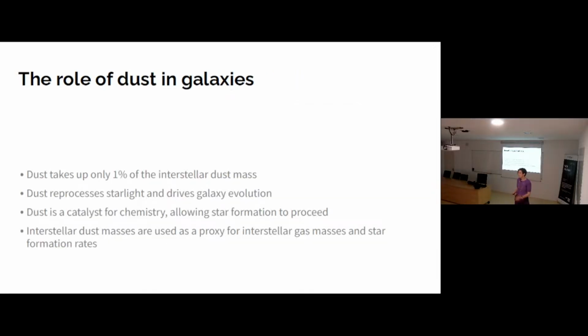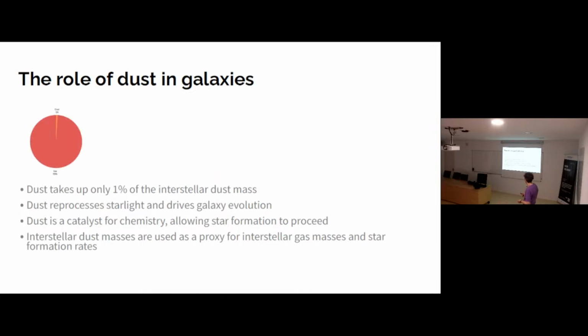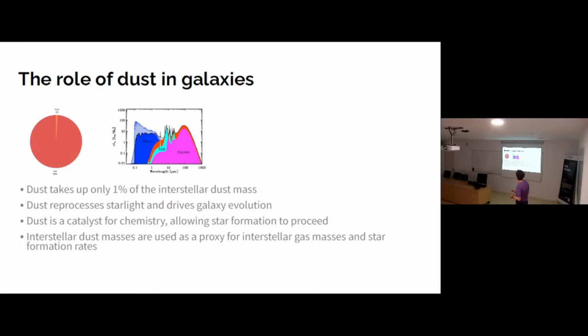Now, why do we want to study dust in galaxies? This is the background of this talk and the work that I do in general. First of all, dust is only a minor component, so why would you want to study it? It's only 1% of the interstellar mass that is in the form of dust. However, it reprocesses starlight, and therefore it is an important factor in galaxy evolution.